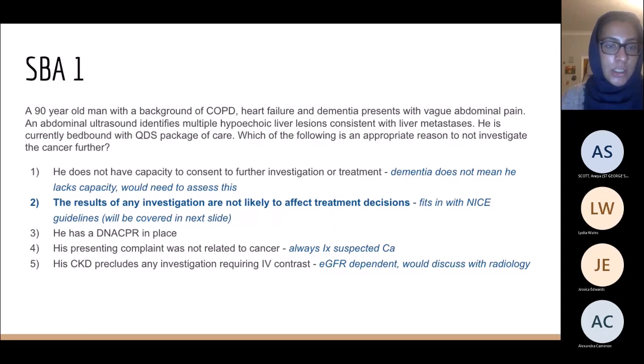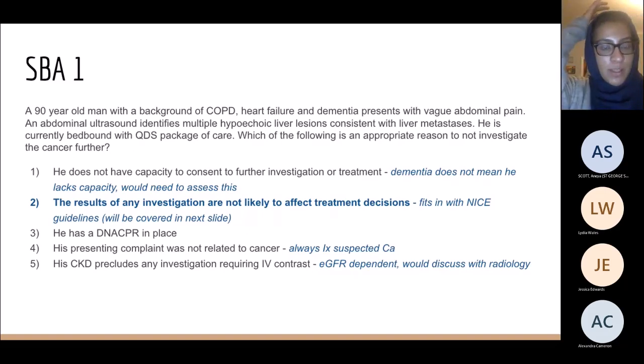He has a DNACPR in place. There's nothing actually mentioned about that. And even then, that's still not necessarily a reason not to investigate. His presenting complaint was not related to cancer. So if someone presents with red flag symptoms or you are suspicious of cancer, you would still want to do certain investigations, because if they die of that cancer, you would want to know why they have died, basically. So you shouldn't not investigate at all.